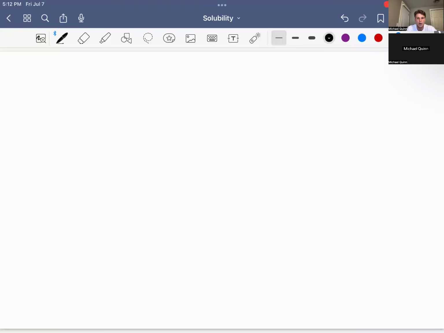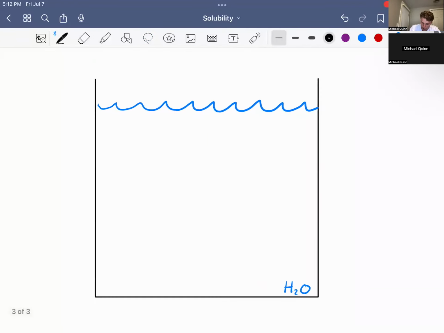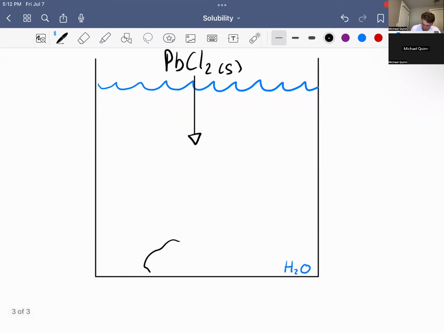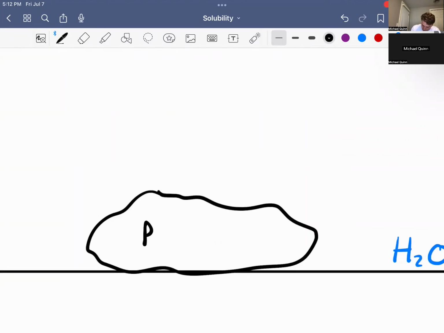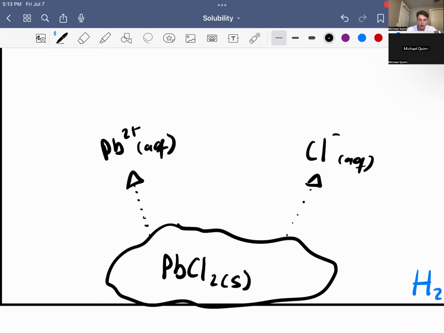Thinking back to the equilibrium module of this course, whenever we discuss an equilibrium reaction, we need to keep in mind both Q and K. So when we have the beaker filled with water, and we are going to dissolve lead chloride into this beaker, we know from the previous video that lead chloride is only slightly soluble in water, and only a small amount of lead ion and chloride ion are going to form in this beaker.